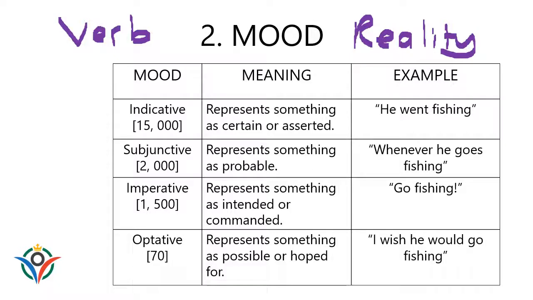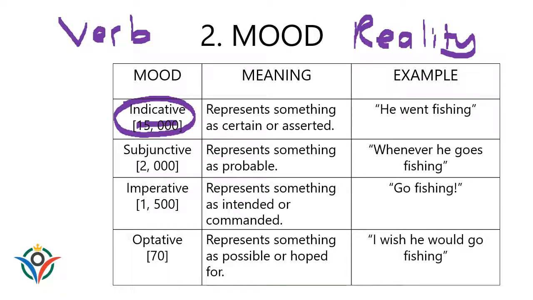I'd like to think of this as the author's attitude toward an event. The author's attitude toward an event. And in Greek, we get four types of moods. We get the indicative mood, and that number there in brackets indicates how frequently this mood occurs.